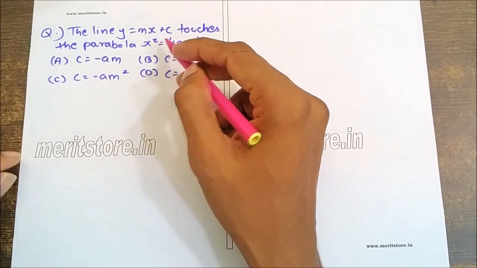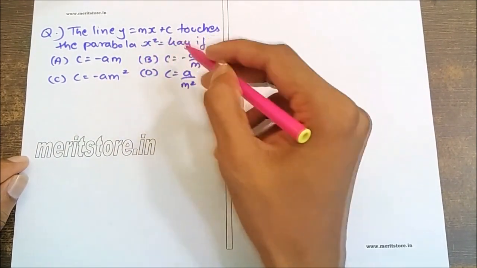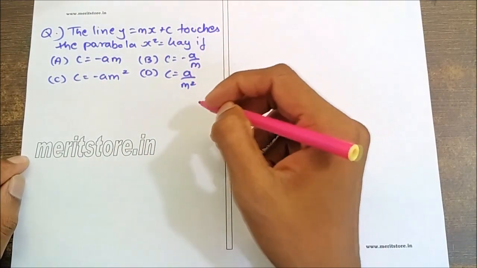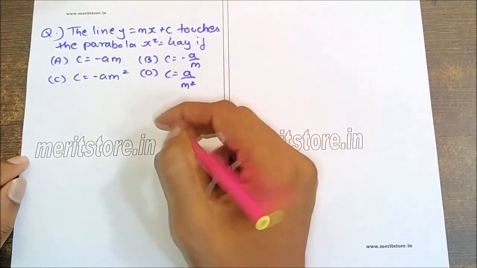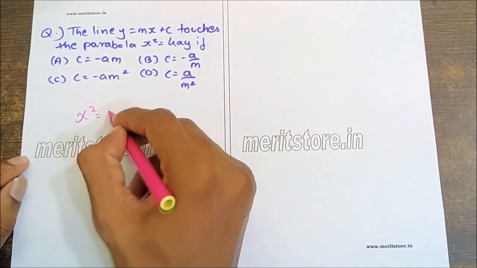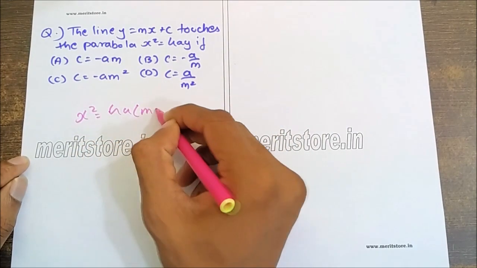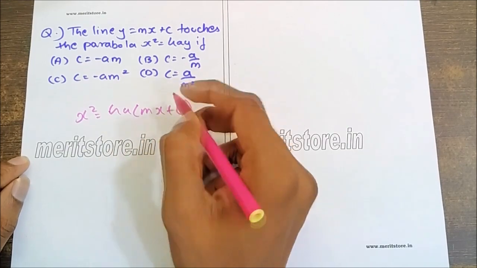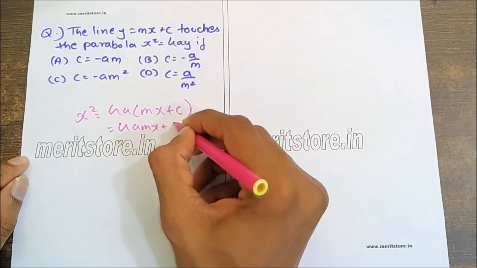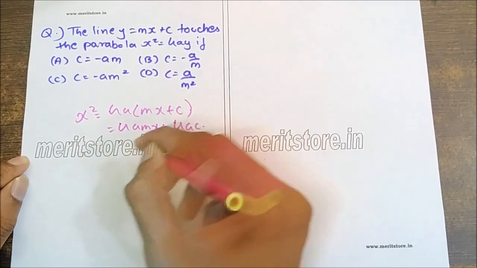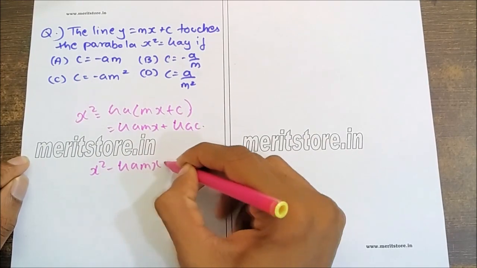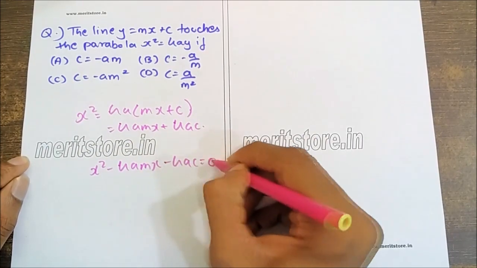The line y is equal to mx plus c touches the parabola x square is equal to 4ay if, we are given 4 options over here. The line y is equal to mx plus c meets x square is equal to 4ay. Therefore, x square is equal to 4a(mx plus c), which is equal to 4amx plus 4ac, which we get x square minus 4amx minus 4ac equal to 0.